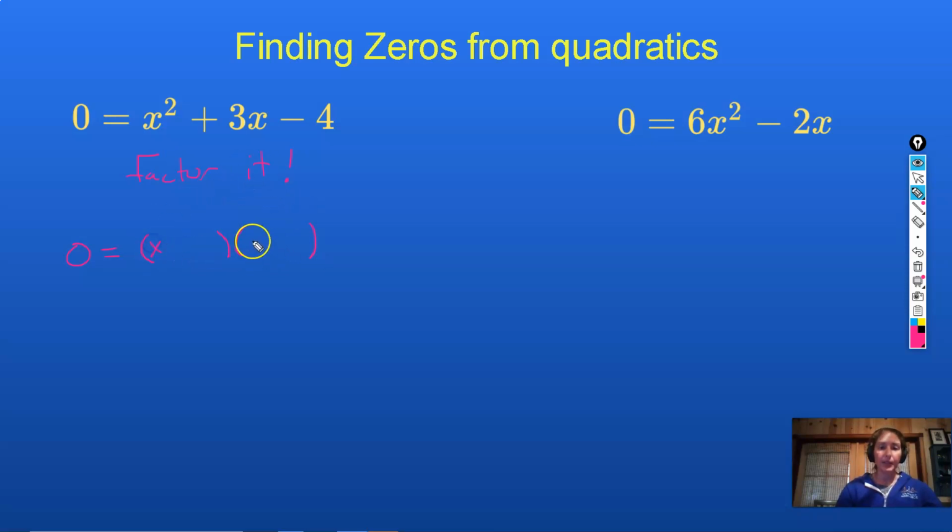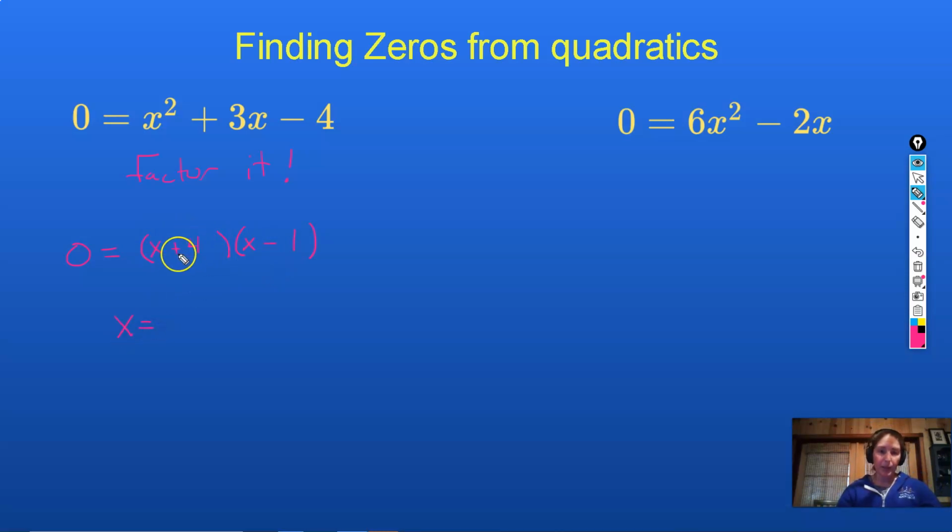So we're going to have an x, we're going to have an x, and then our back two numbers here. We need two numbers that multiply to negative 4 that add to positive 3. So we're going to use positive 4 and negative 1, right? Because negative 1 times positive 4 will give us the negative 4, and positive 4 minus 1 gives us the positive 3 here. So here are our factors. So now from factors we can go to zeros, right?